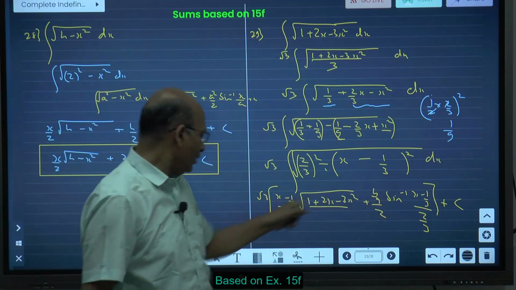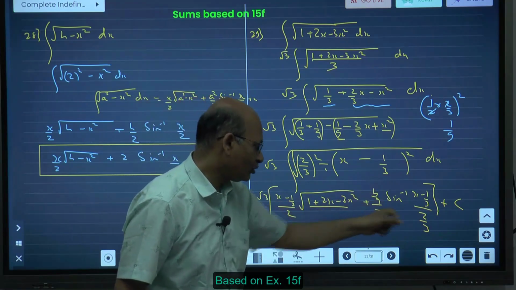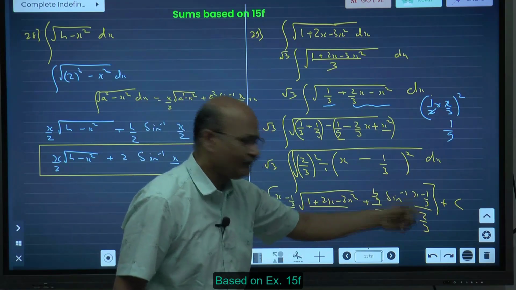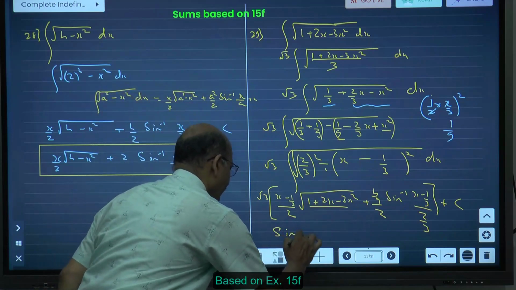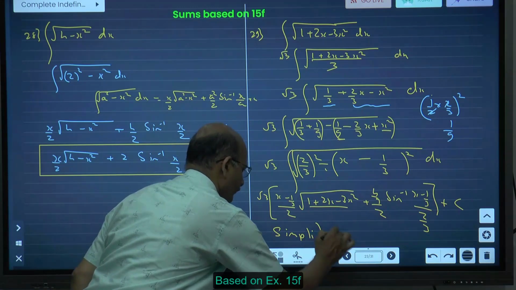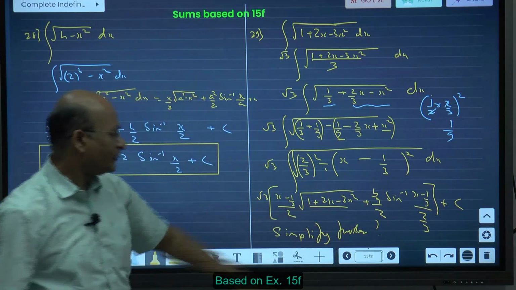There is no issue, you can simplify this by LCM and finalize the answer. So I just write here, simplify further. There's a lot of space there, that's fine.